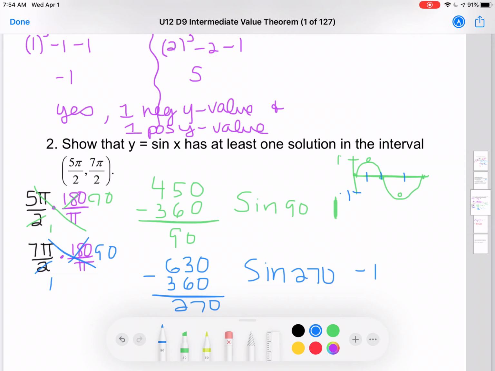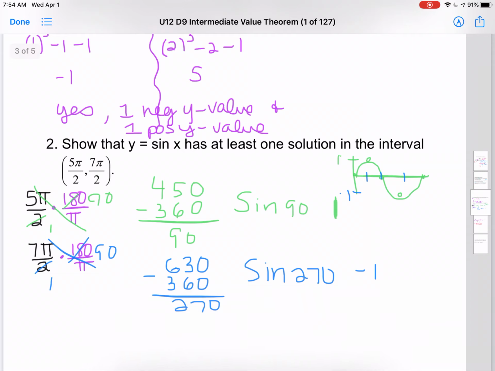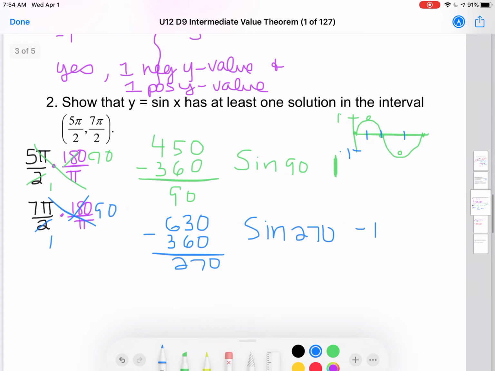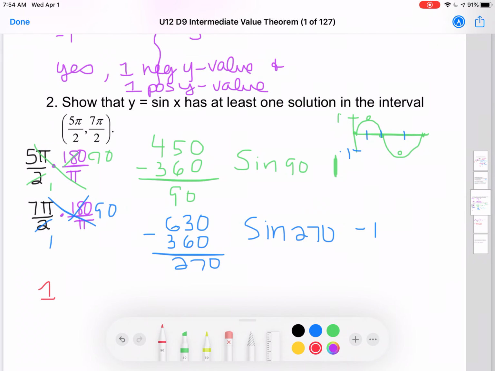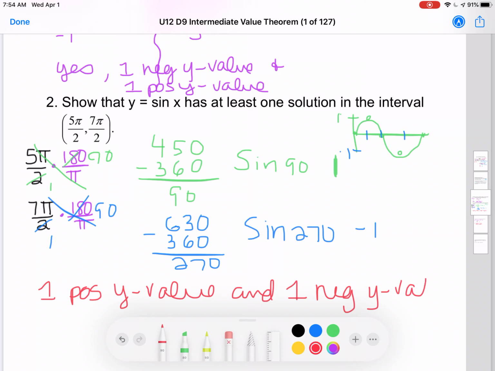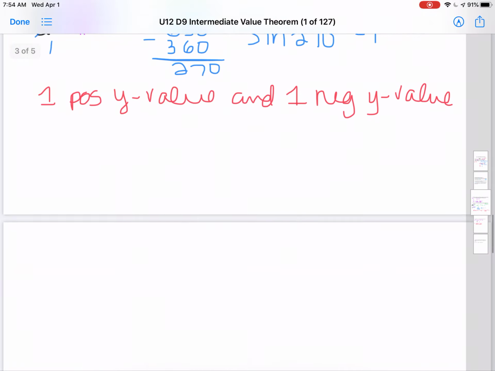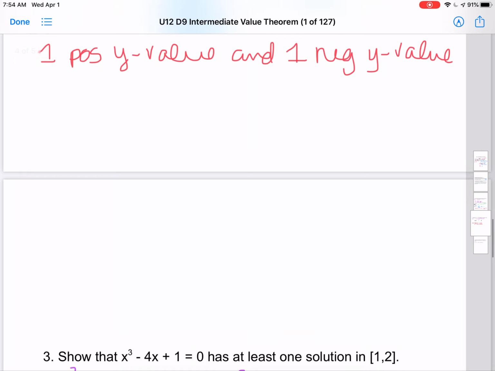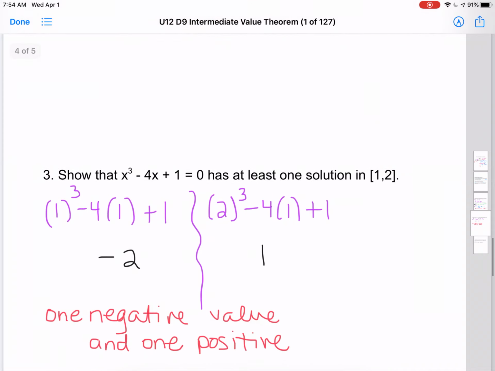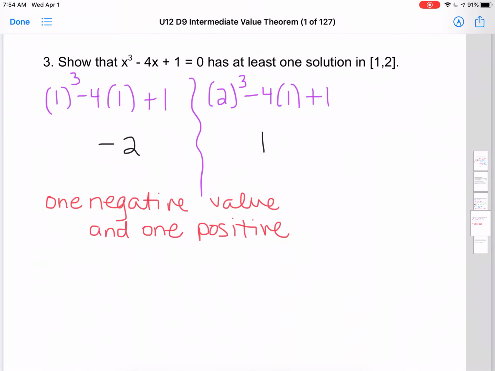Okay, so show that it has at least 1. So we did show. And we'll just say 1 positive y value and 1 negative. Okay, therefore it has to cross over the x-axis. Okay, so I'm going to let you guys try number 3. Go ahead and do that one. Okay, everybody get -2 and 1?